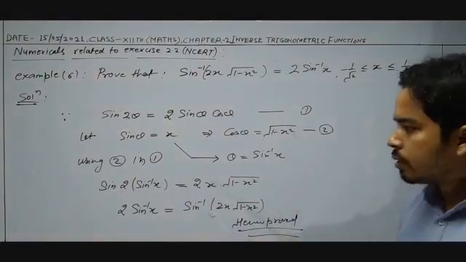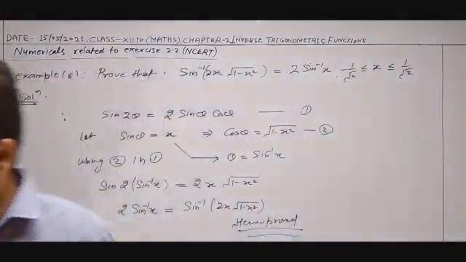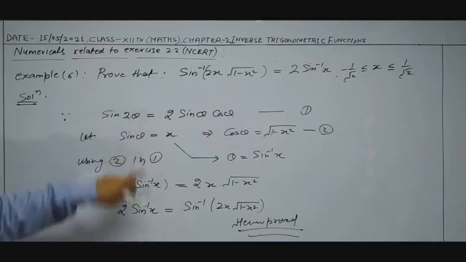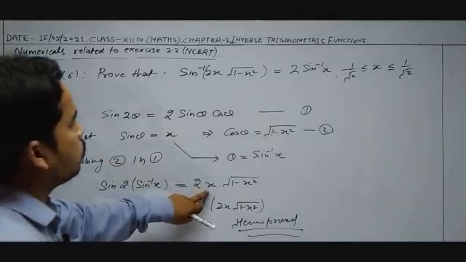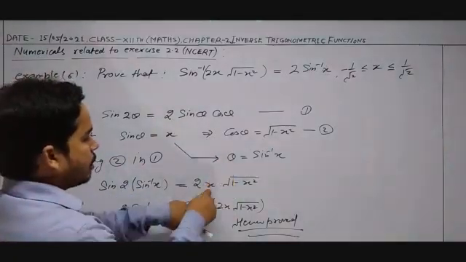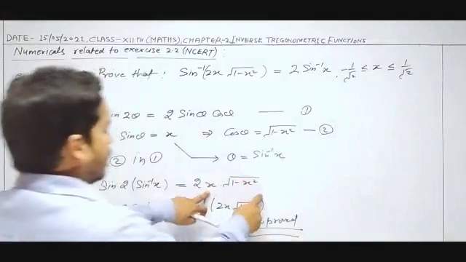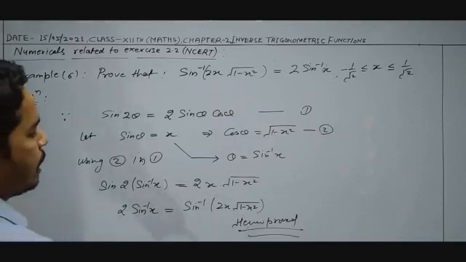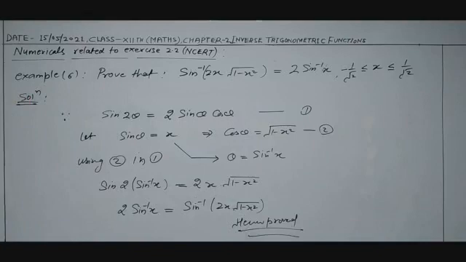So using 2 in 1, sin 2 theta, with theta equal to sin inverse x, is 2 into sin theta value, that is x, and cos theta is root over 1 minus x square. So operate sin inverse on both sides, then 2 sin inverse x is equal to sin inverse of 2x root over 1 minus x square. Hence proved.